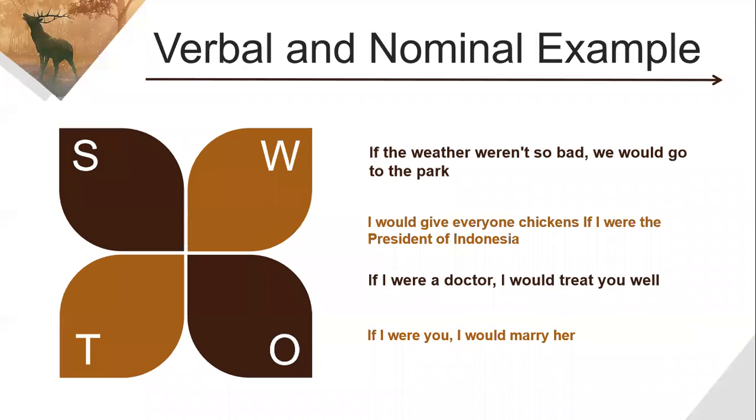Okay. Verbal and nominal examples. If the weather was not so bad, we would go to the park. I would give everyone chicken if I were the president of Indonesia. If I were a doctor, I would treat you well. If I were you, I would marry her. Okay, so here, ini example of nominal or verbal. Verbal artinya ada verbnya di situ, nominal di situ menggunakan to be.